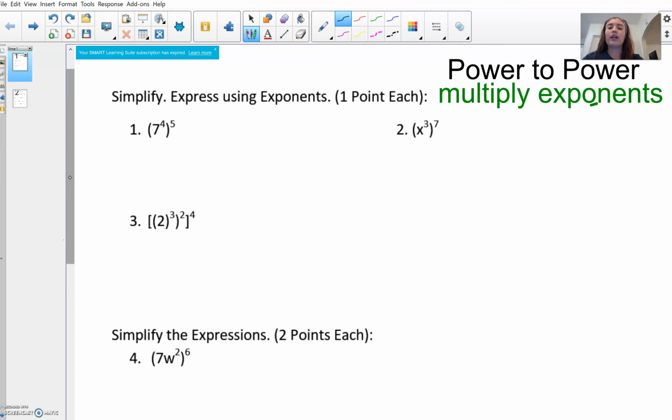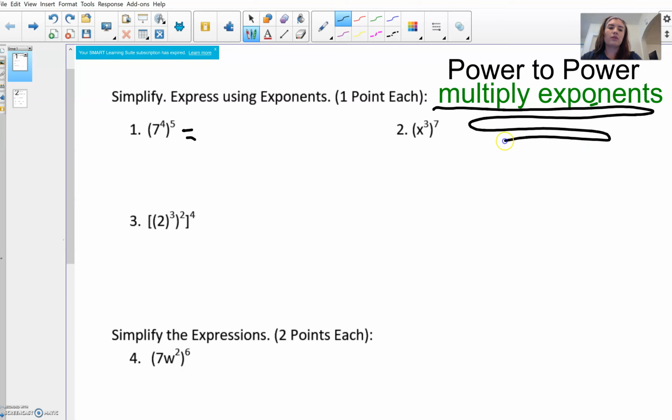We're going to look at number 1. Our instructions say, simplify, express using exponents. So when it says express using exponents, your answer is going to include an exponent. If we look at this, this is 7 to the 4th power to the 5th power. That is a power to a power. We're using our power rule. You're going to multiply those exponents. So for number 1, we're going to take our base of 7. Then we're going to multiply 4 times 5 to get 20.